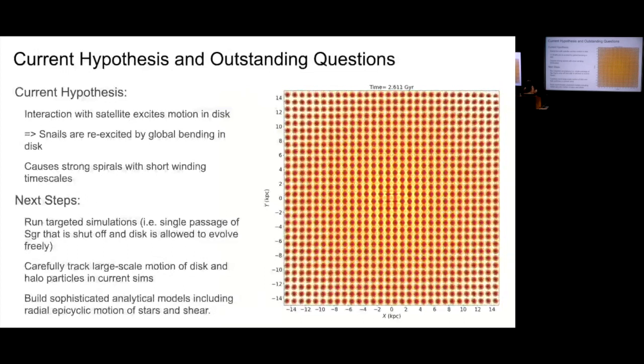Along with that, carefully tracking the motion of all of the individual particles, both in the disk and in the halo, to see if we can see this bending. And then, as Uddipan was talking about, expanding our analytic models, so having models that include radial epicyclic motion of stars, as well as shear. Cool. I think that's it. So yeah, huge thank you to everyone.